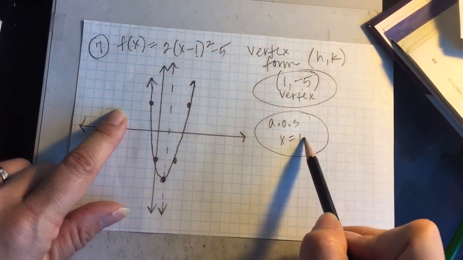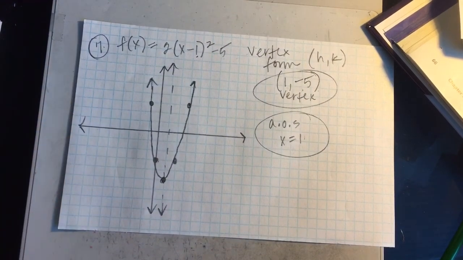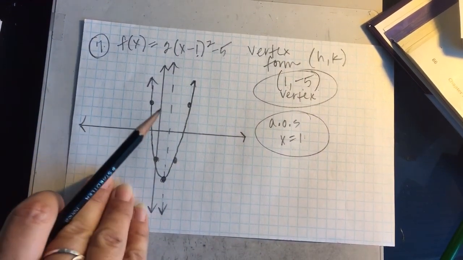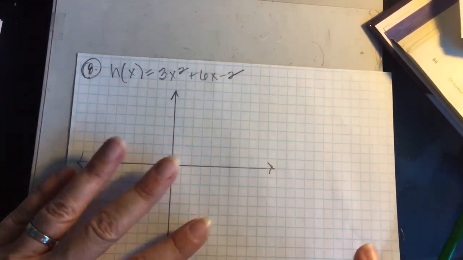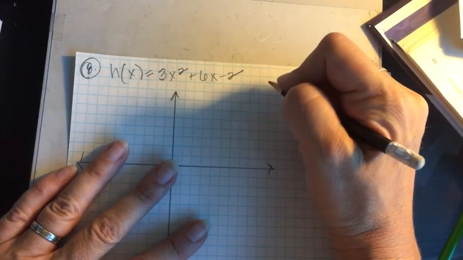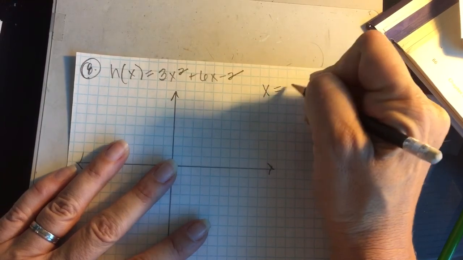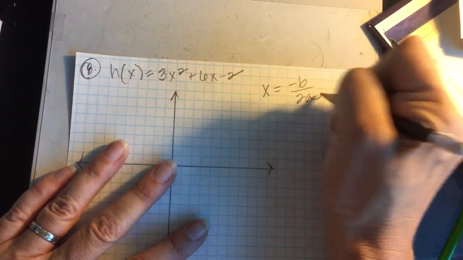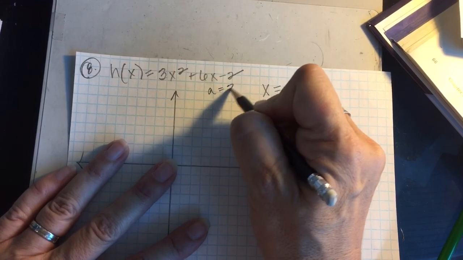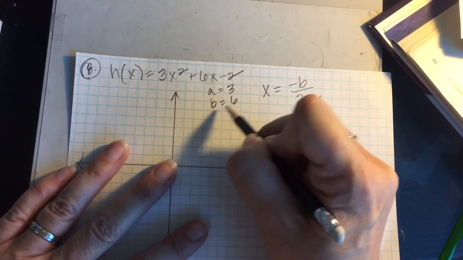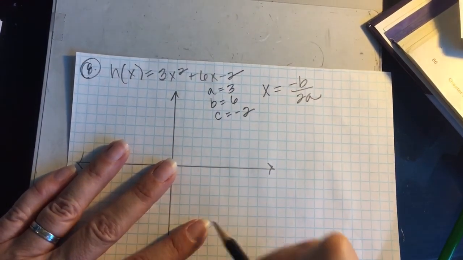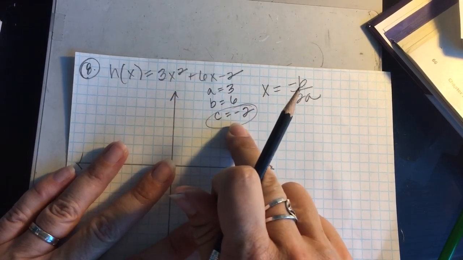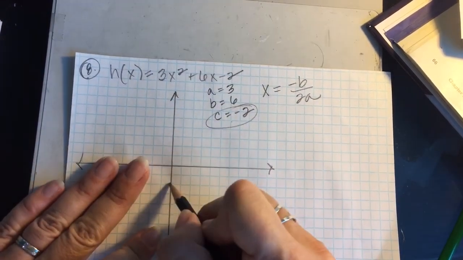So vertex, axis of symmetry, and the graph of this one. Now we still got the same requirements. Vertex on here, I know the x value of the vertex is going to be negative b over 2a. Let's get some of this stuff. A would be 3, B would be 6, C would be negative 2. You know what? This is going to help me for graphing. Don't forget, you guys, C is the y-intercept.